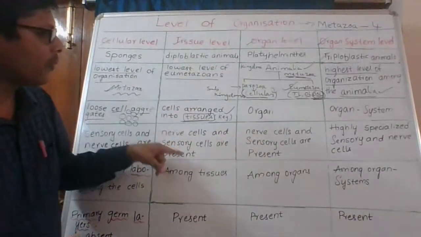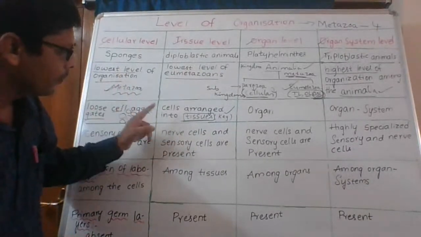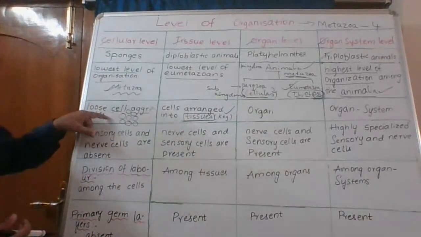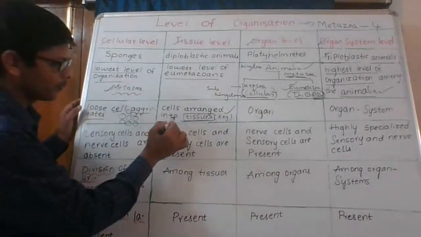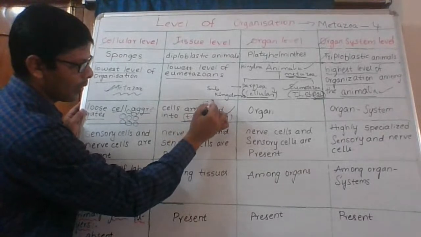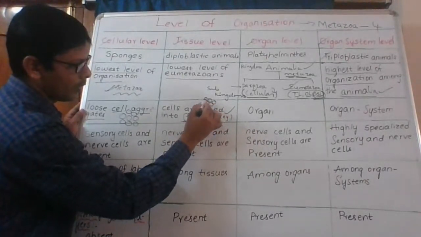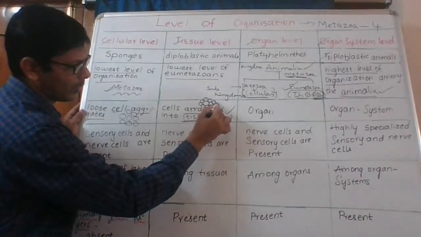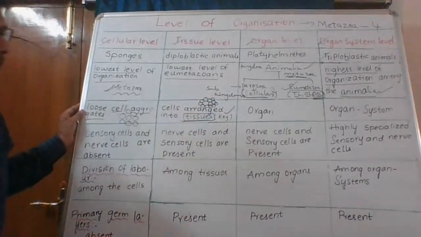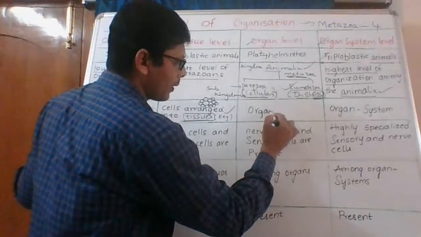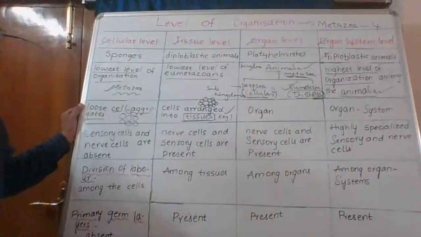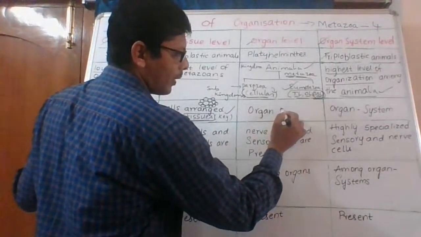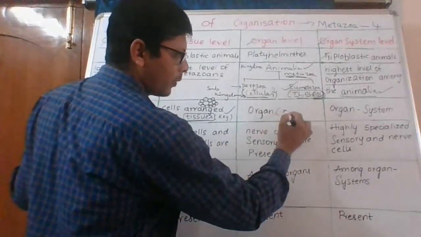In the tissue level of organization, the cells are arranged into tissues. In the cellular level also there are many cells, but they are not organized into tissue. Here cells are organized, not loose. They are tightly packed, organized into a tissue. Next, come to the organ level of organization. As I told you, an organ is an aggregation of tissues.